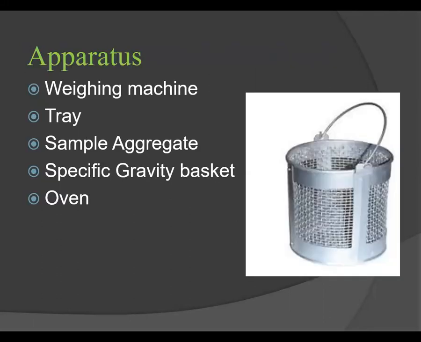Okay, so next let's see the required apparatus. For that we require a weighing balance machine, a plate, sample aggregate, and a specific gravity bucket. That means we can also say the density bucket or wire mesh bucket. Then we also require an oven. Okay, so you can see in this picture, this is our specific gravity basket.